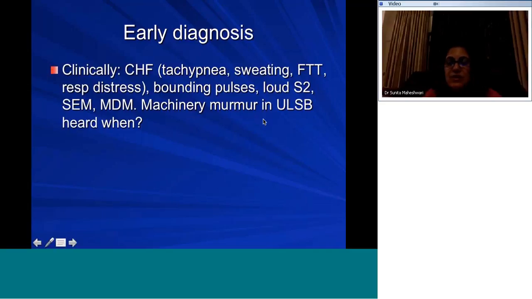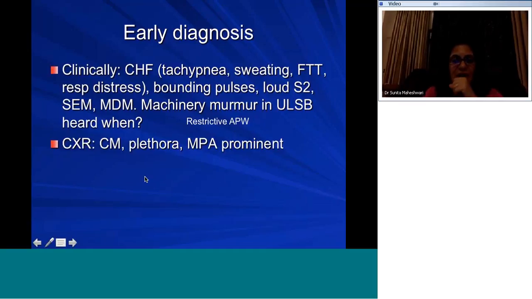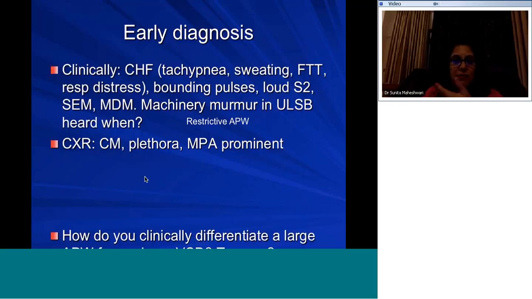Yes, so if it is a restrictive AP window, you get a machinery murmur. So the differential diagnosis of a PDA, similarly, if you don't see a PDA, you should be thinking of a restrictive AP window and look in your suprasternal view. Okay, good. Chest X-ray, you get cardiomegaly, plethora, you get a prominent MPA.